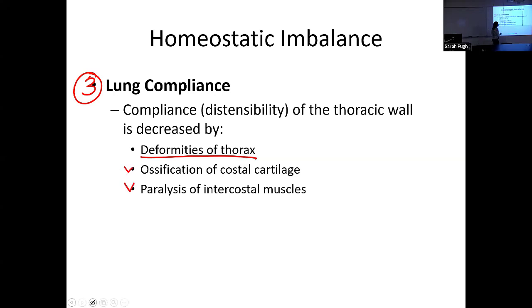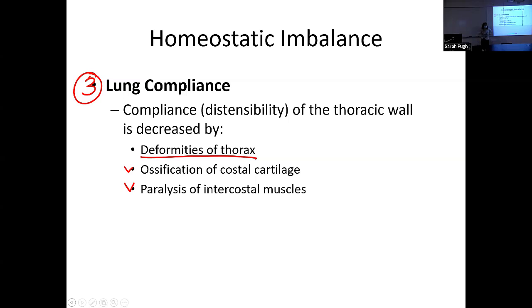And then the last one is if your intercostal muscles are paralyzed, then you're not going to have as much lung compliance. An example of that might be someone who has a spinal cord injury in the cervical region. A spinal cord injury in the cervical region causes someone to be quadriplegic, can't move their arms, can't move their legs. But it's also basically paralyzing everything from that injury site down. So that means that all those intercostal muscles are paralyzed.